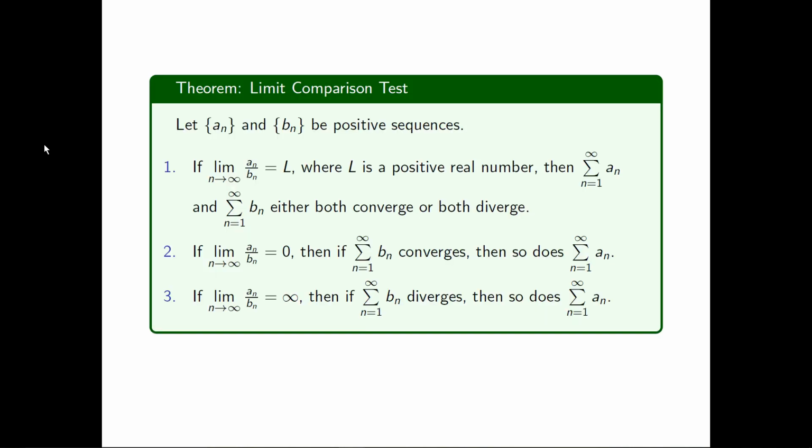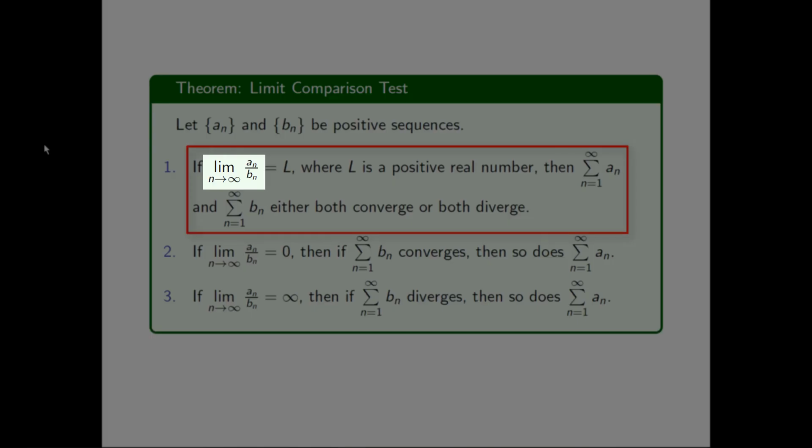Okay, well, that's good, but it doesn't always work. Imagine if you have something larger than something that converges, it doesn't really tell you anything. And in that case, we can use this limit comparison test. Here again, we're going to have these two different terms, the an's and the bn's. And we're going to focus mostly on part 1 here.